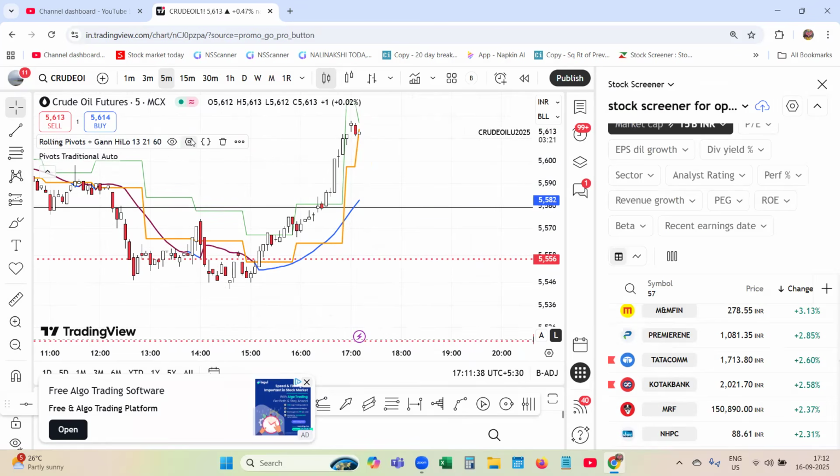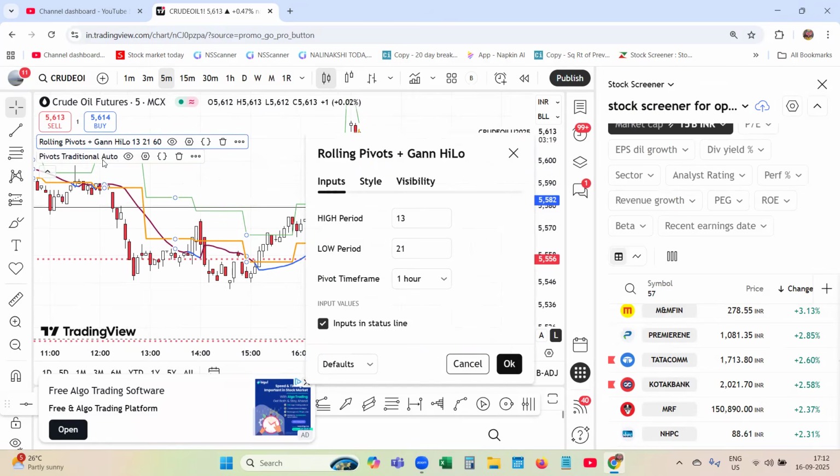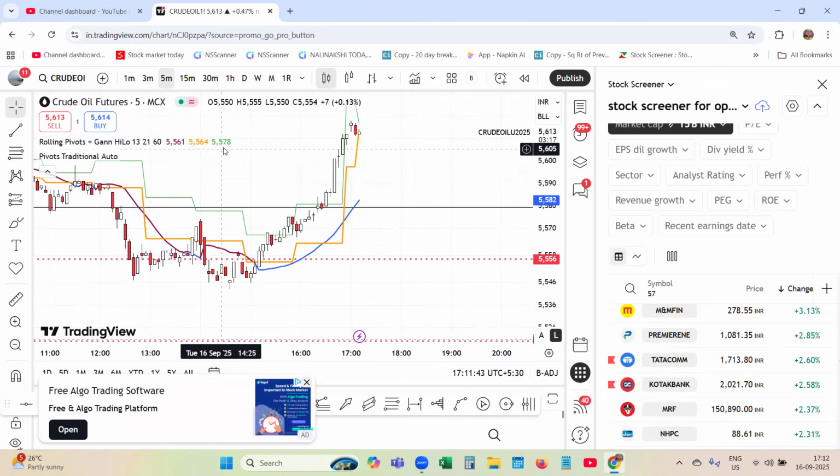I have not enabled the buy signal here. You can enable buy and sell signals also, but I felt it is very cluttered, so I have not enabled it. The buy signal will come, and see how it is running.